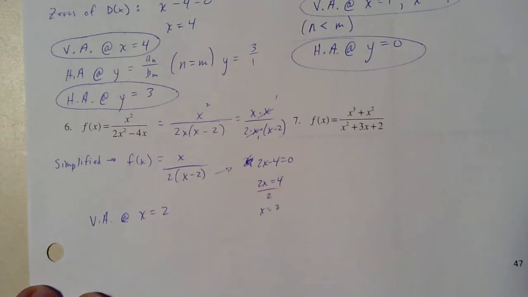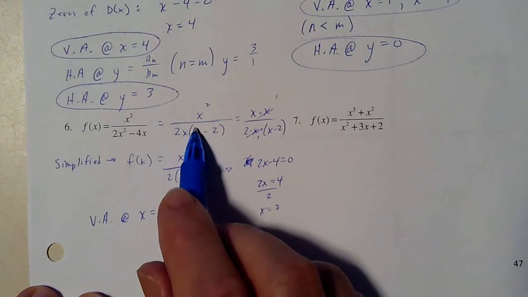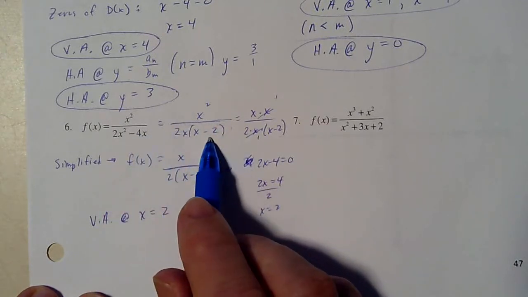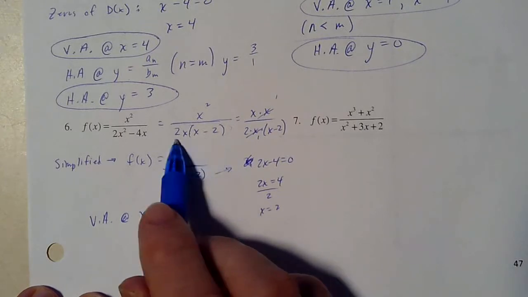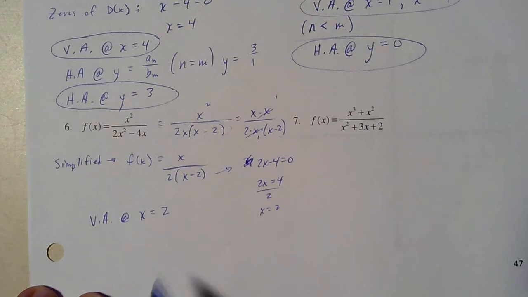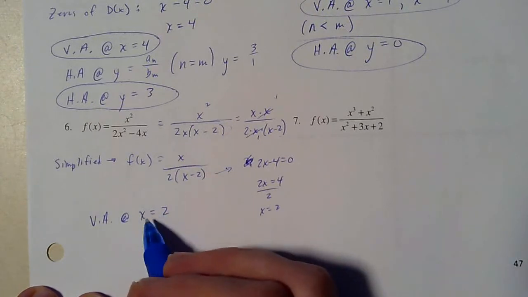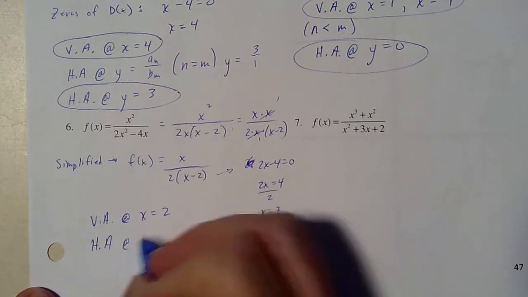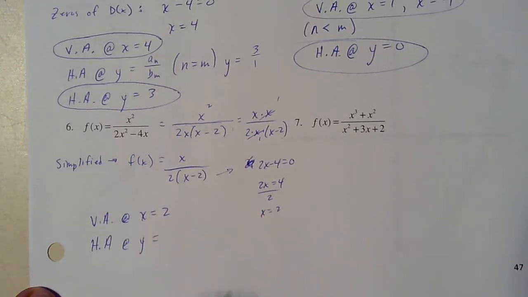All right, now here's a perfect example why you have to simplify. If you didn't simplify this ahead of time and you set this denominator equal to 0, you'd have 2 VAs. I'd have one at 2 if I use the zero product law, and then if I set 2x equal to 0, I get 0. And there's not 2 vertical asymptotes. There is 1. Okay, all right, and then the horizontal asymptote is at y equals what?